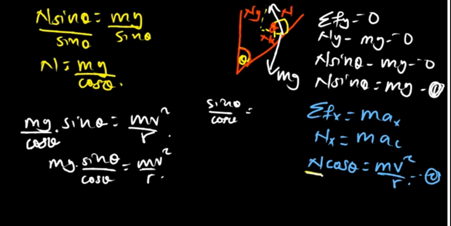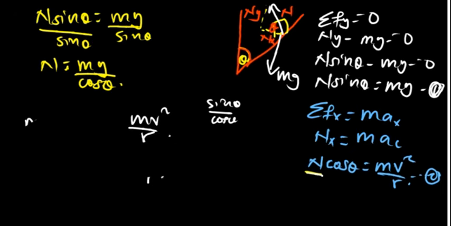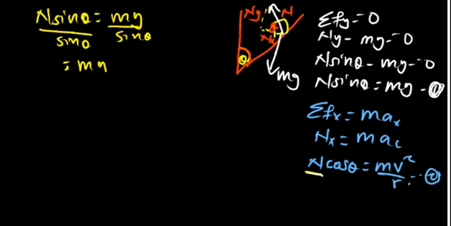Okay, I think we have made a mistake somewhere. It was supposed to be cos theta over sine theta. Yes, here it is, we have made a mistake here. Because we said that we have divided both sides by sine, meaning that our n is going to be equal to mg over sine theta.